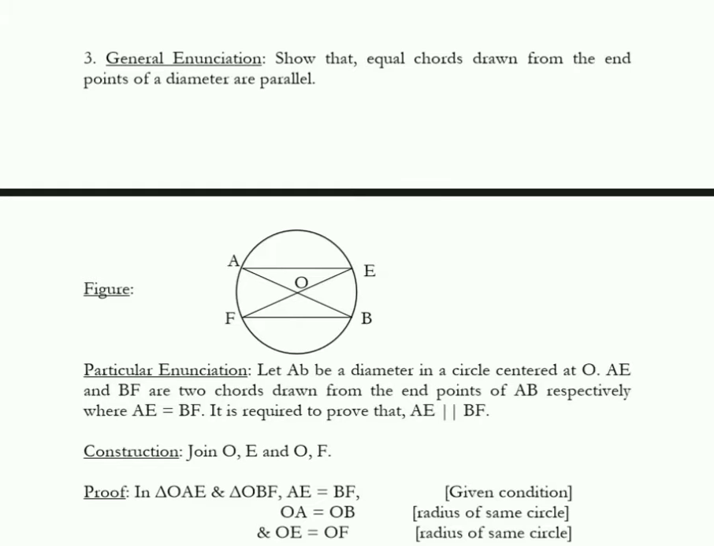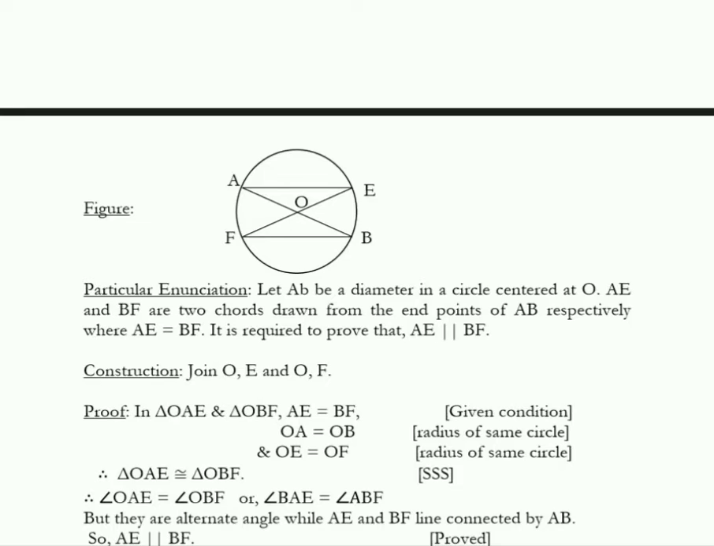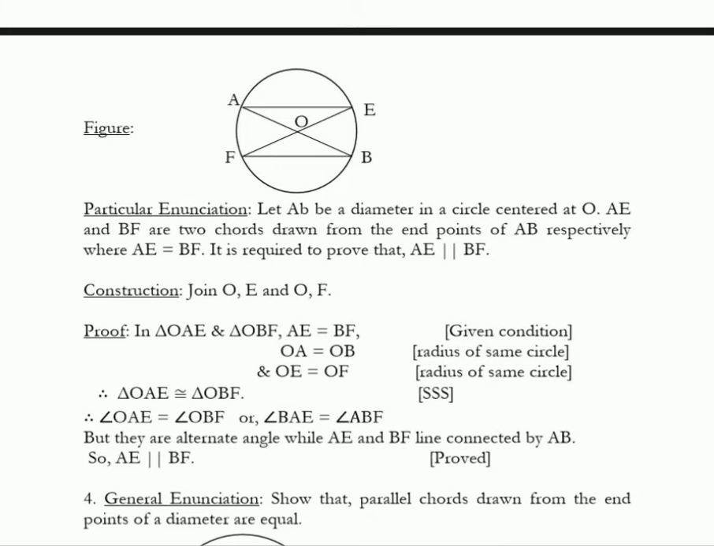Construction, join OE and OF. Now in triangle OAE and in triangle OBF, AE equals BF, it's given that they are equal chords. OA equals OB, since they are radius of same circle, and OE equals OF, they are also radius of the same circle. So we can say three sides of a triangle are equal to three sides of another triangle, so they are congruent.